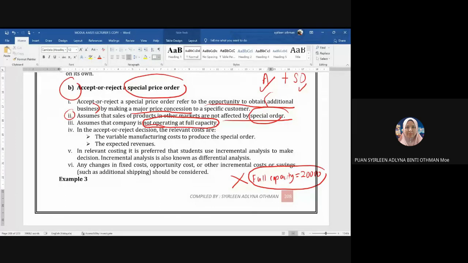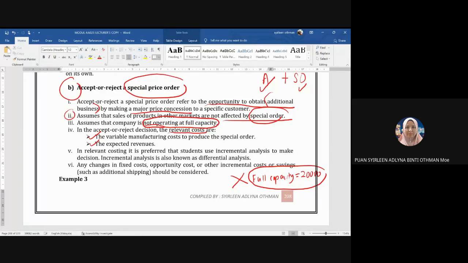Sebab tu special order ni bukannya setiap bulan ada, kadang-kadang saja. So kamu kena pastikan when you are trying to consider whether to accept or reject the special order, your machine or your company belum beroperasi pada full capacity. So bila belum full capacity, that means saya masih mampu untuk terima order tambahan lah. Okay, so in the accept or reject decision, the relevant cost yang kita akan guna untuk kira, satu ialah variable manufacturing overhead and the expected revenues.